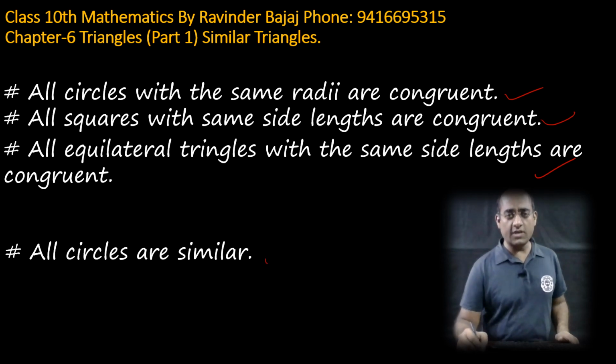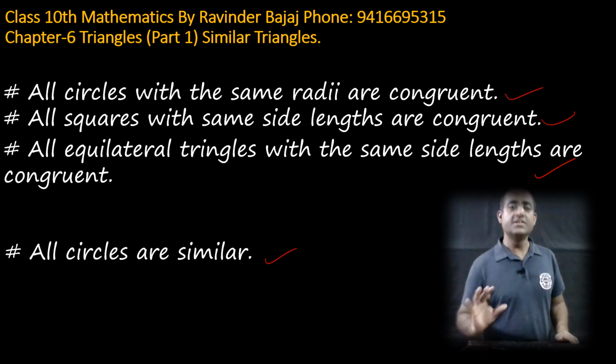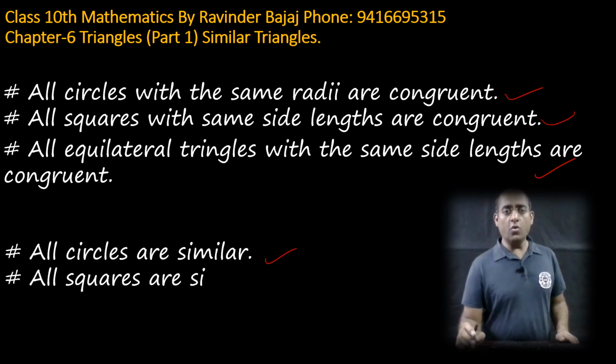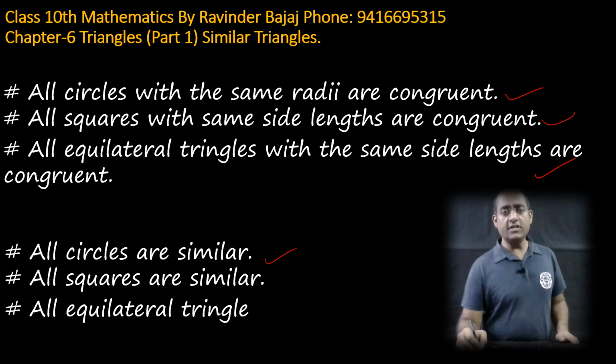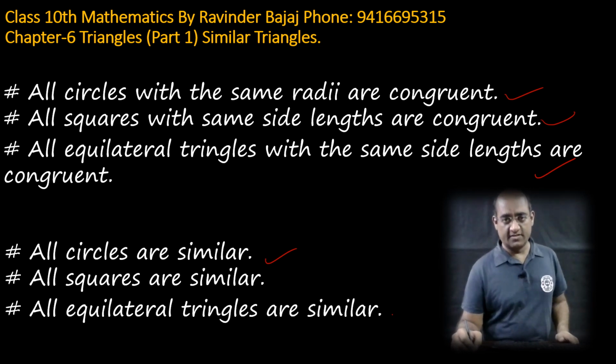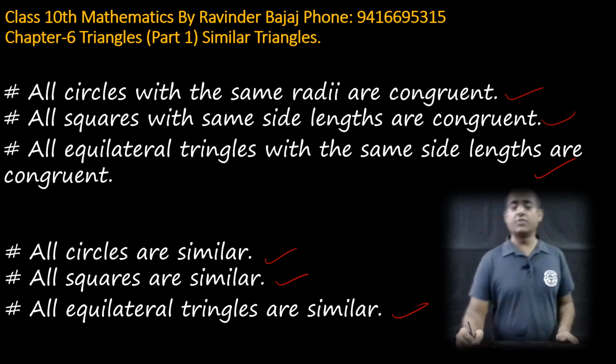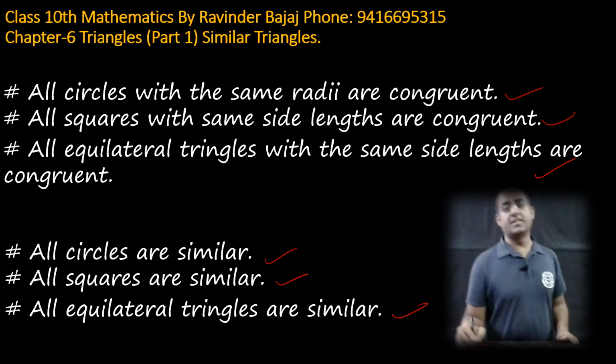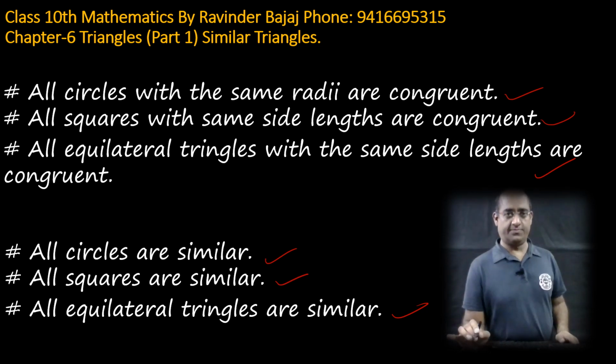Here I am not talking about radius, I am not talking about size, but the shape of all the circles are similar. All squares are similar. All equilateral triangles are similar. So we are not talking about side length, we are not talking about radius, then these shapes are similar shapes.